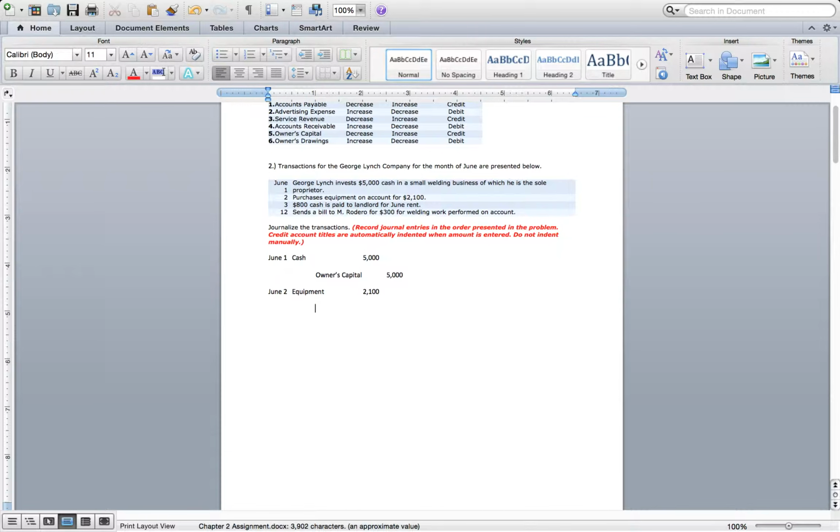Now, I bought it on account. That means I have not paid anything for it yet. When you do that, that's a liability. You want to credit accounts payable for $2,100.